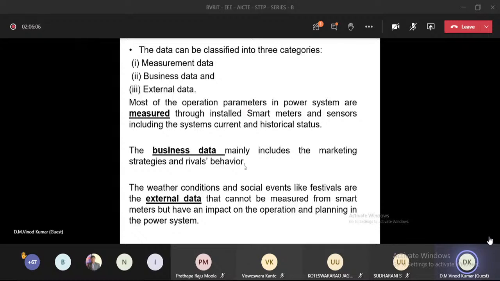That is why, when you use analytics like machine learning, people call it business analytics. And external data is based upon weather conditions and social events like festivals. It is external data that cannot be measured from smart meters but has an impact on the operation and planning in the power system, because whenever social events and weather conditions change, we have to plan accordingly.